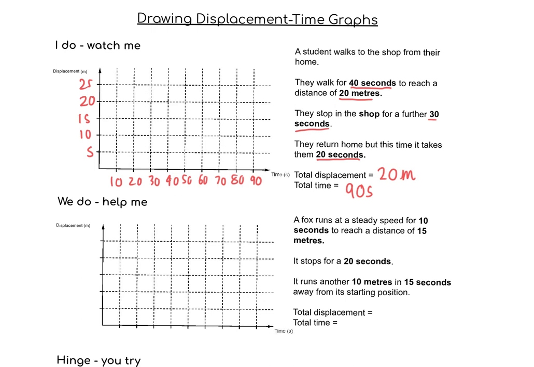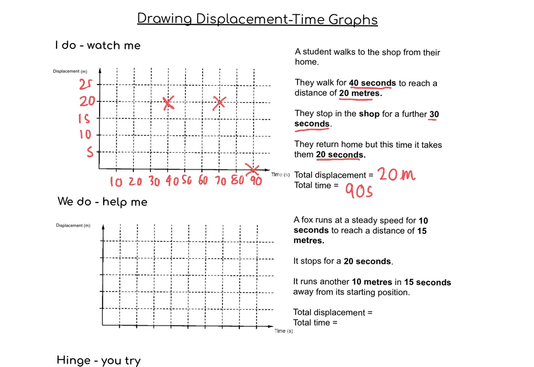So the first thing they're going to do is walk for 40 seconds to reach 20 metres. So we do a little square there. They stay there for 30 seconds, so we count little squares. I'm counting 1, 2, 3, and that is where I'm going to do my next square. And then they walk home in 20 seconds, so I count across 2 squares, 1, 2, 20 seconds, and they're going to end up exactly where they started.